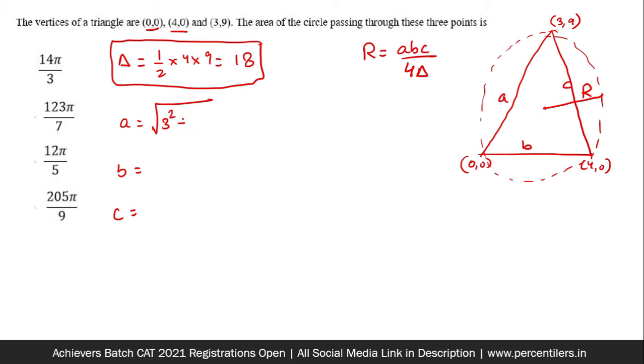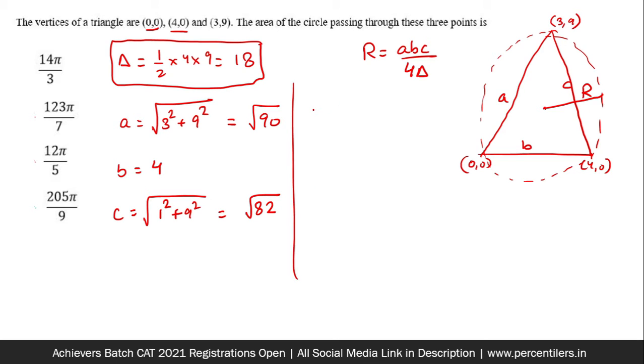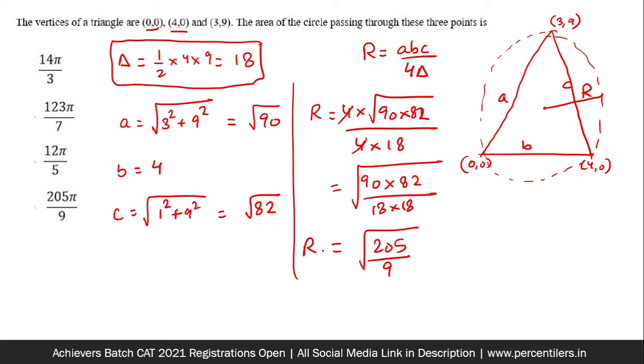Now let us find a, b and c using the distance formula. So a is square root of 3 square plus 9 square, which is under root 90. b is clearly 4, no need to calculate through the distance formula. c would be, according to our picture, 1 square plus 9 square, that is under root 82. Alright, so let us figure out the value of R, which is abc over 4 delta. So this R becomes under root 205 over 9.